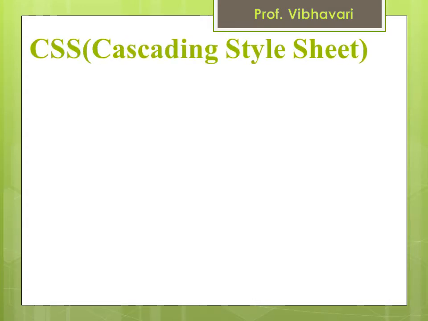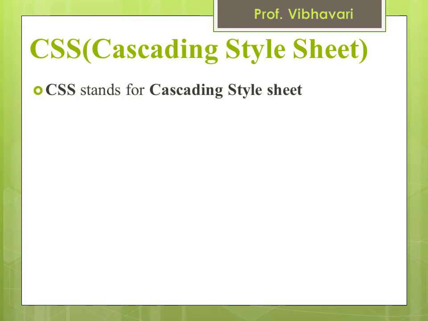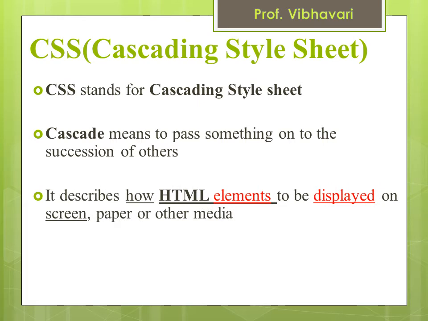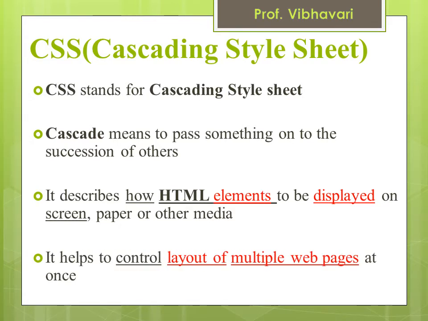Now just take the short review of the CSS. CSS means the cascading style sheet. What do you mean by the cascade? Cascade means to pass something on to the succession of the others. CSS describes how the HTML elements are to be displayed on screen, on paper or the other media. So that means CSS is essential to the overall representation of our web page or the website. It helps to control the layout of the multiple web pages at once.